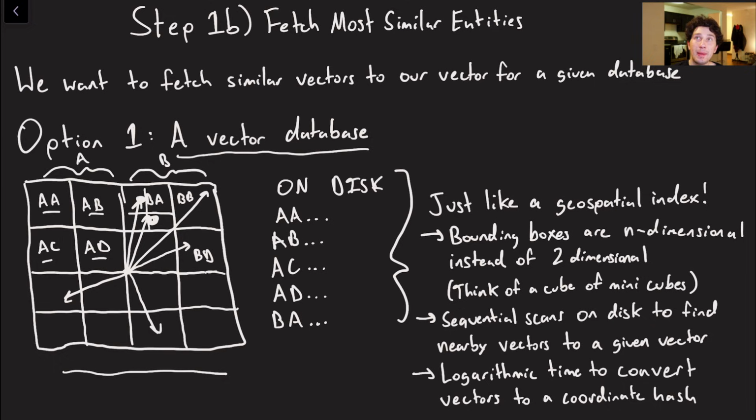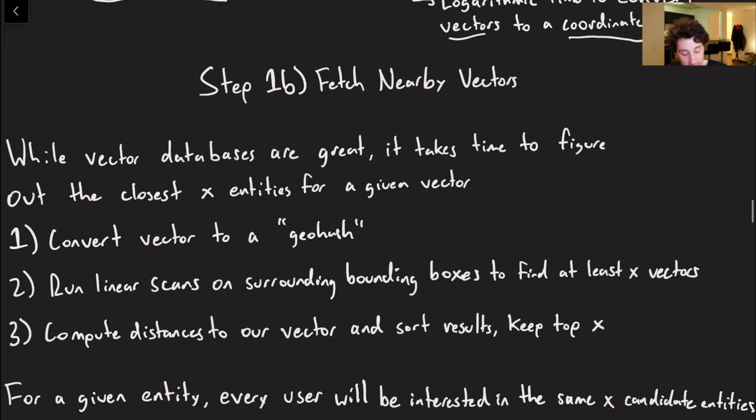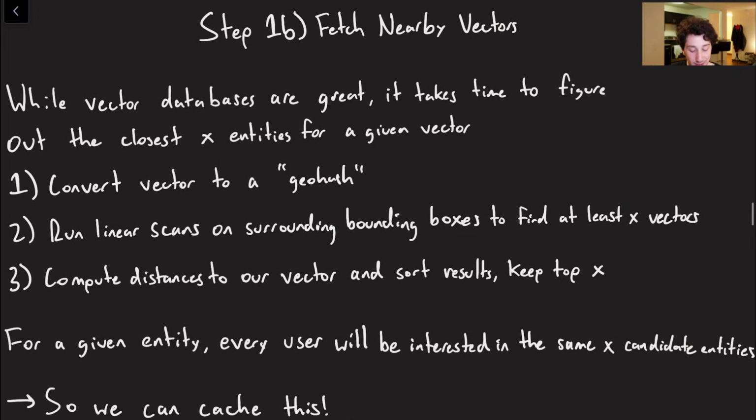And if you want to think about this in 3 dimensions, think about a massive cube filled with a bunch of mini cubes, right? You split that cube into 8 different cubes, and then you split those into 8 different cubes, and then you split those into 8 different cubes. And so this generalizes to n dimensions, basically. And so again, the very nice thing is that, let's say I have a given vector, it just takes me logarithmic time to convert it to a coordinate hash. This is all stuff that I go over more so in the spatial index video, and it all pretty much applies here as well. So that's cool.